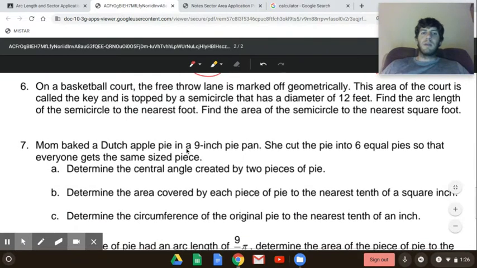Number 6, on a basketball court, a free throw lane. So on a basketball court, it looks like this, kind of. Let me draw it this way. All right, there's the lane. Okay, there's your free throw line. There's your hoop. Right. There's the 3-point line. Okay, so there's your basketball court.